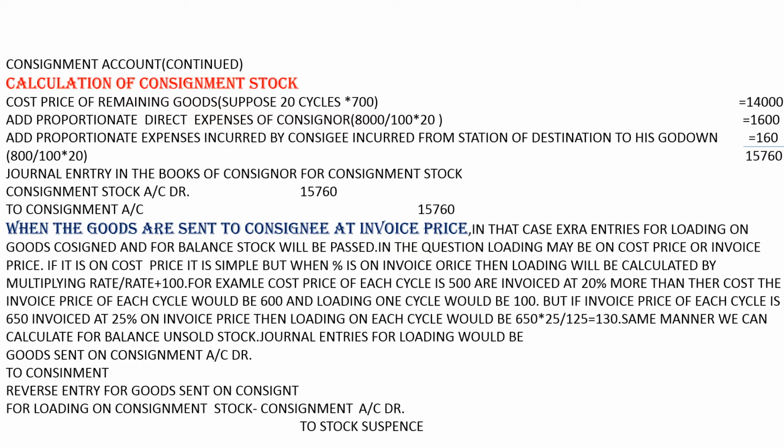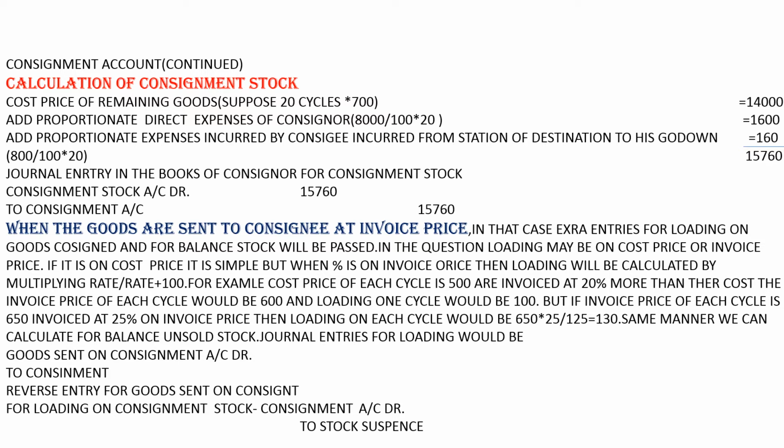Now what would be the journal entry in the books of the consignor for consignment stock? Consignment stock account debit to consignment. The consignee will not pass any entry for the stock. Why? Because he does not pass any entry for receiving the goods. These goods are not his goods, these goods are of the consignor. Consignment stock account debit to consignment.